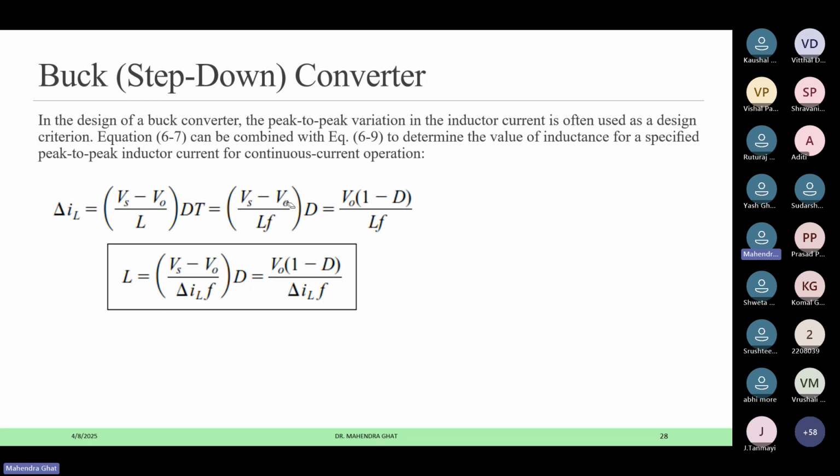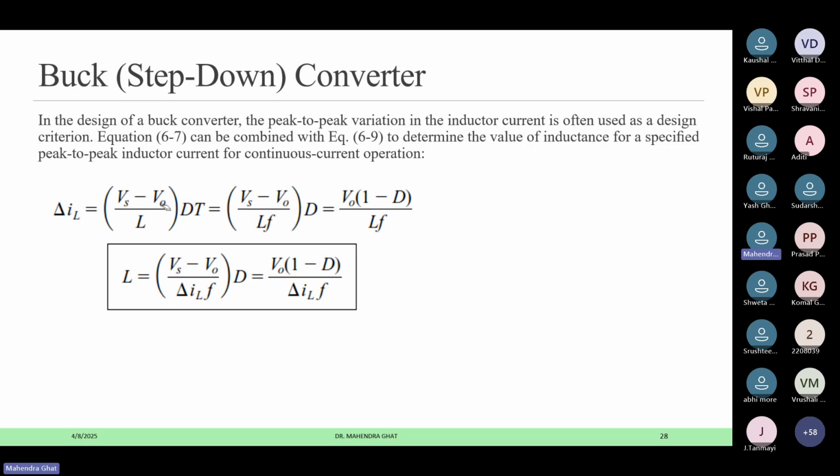Here one example is given. In the design of a buck converter, the peak to peak variation in the inductor current is often used as a design criterion. So delta IL will be used as a design criterion. It can be 5%, 10% of the average current. So delta IL is (Vs minus Vo) by L times dt. From that, taking T down, it becomes the frequency f. So this is the equation, and you will get Vo times (1 minus D) by Lf.